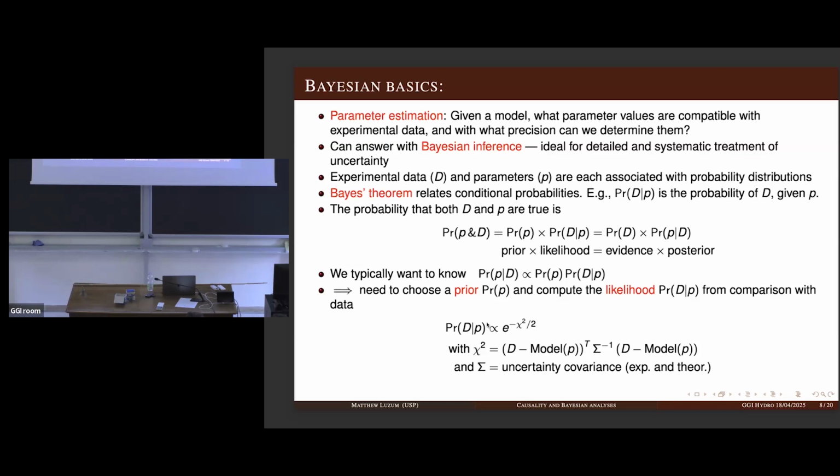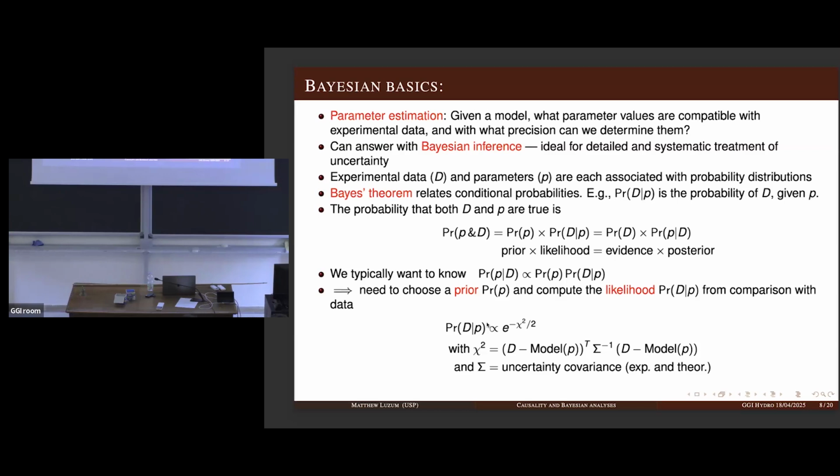You compare, you say how different the data is from your model prediction, but you compare it to the uncertainty. And in particular, you can have an entire covariance matrix, a matrix of uncertainties, because the uncertainty from one observable can be correlated with the uncertainty of another observable. So you take all that into account, and you put it here, and you define this likelihood.